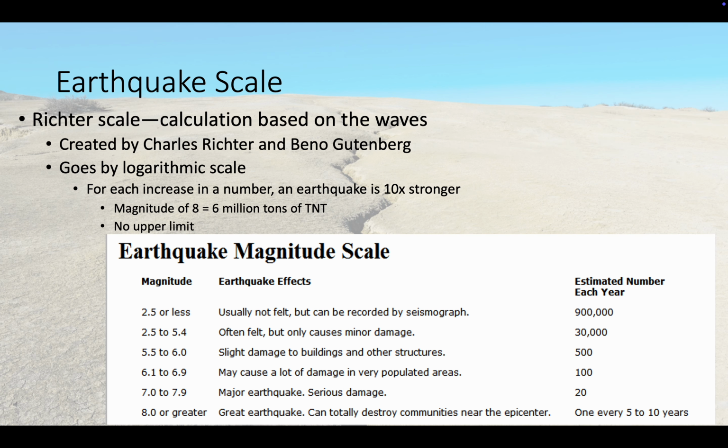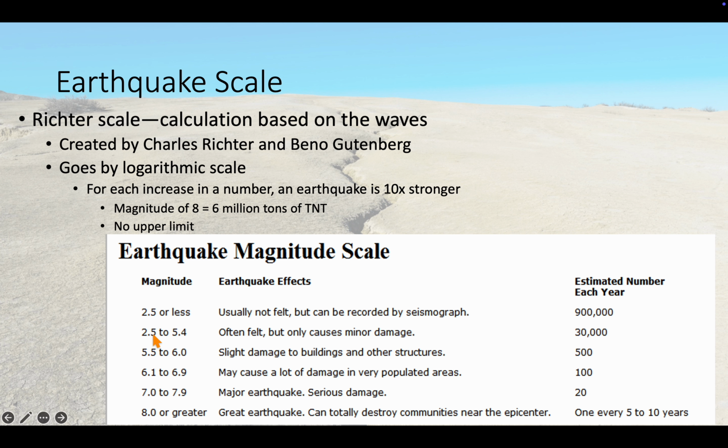So we have two different earthquake scales. There's the Richter scale, which is a calculation based on the waves. It was created by Charles Richter and Beno Gutenberg, and it goes by a logarithmic scale. For each increase in a number, an earthquake is 10 times stronger.